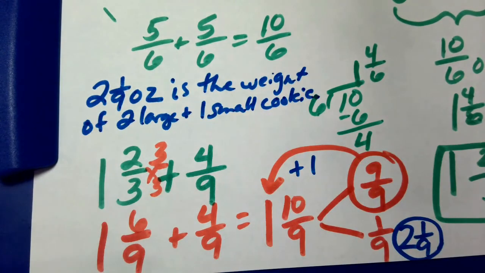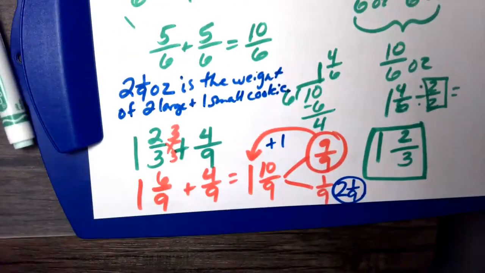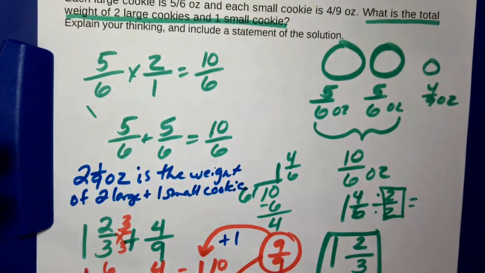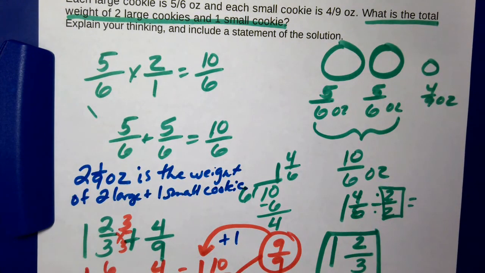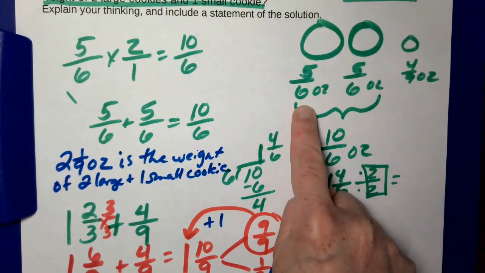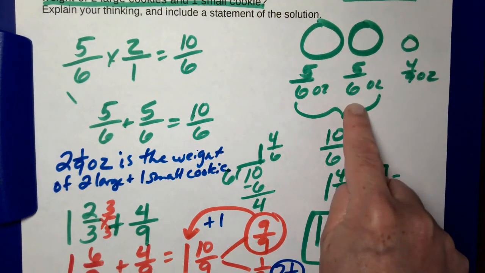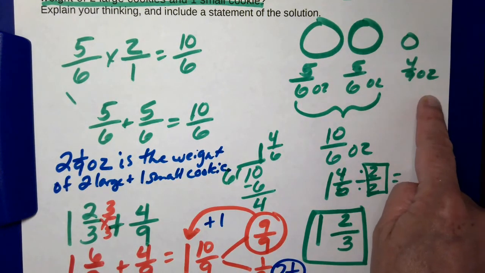Okay, and then I can go ahead and explain exactly what it is that I have done. So, each large cookie is 5/6 of an ounce, and each small cookie is 4/9 of an ounce. What is the total weight of 2 large cookies and 1 small cookie? Explain your thinking and include a statement of the solution. So, I'm going to start you from the beginning. I have the large cookie is 5/6 of an ounce. The second large cookie is 5/6 of an ounce, and then the small cookie is 4/9 of an ounce.